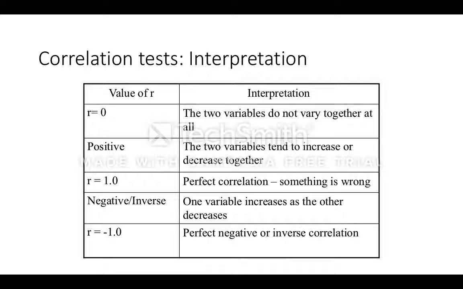And again, a negative or inverse correlation is when the variables move separate from each other. So as one increases, the other decreases. And a negative correlation is shown with an R-score that has a negative sign in front, or negative number.